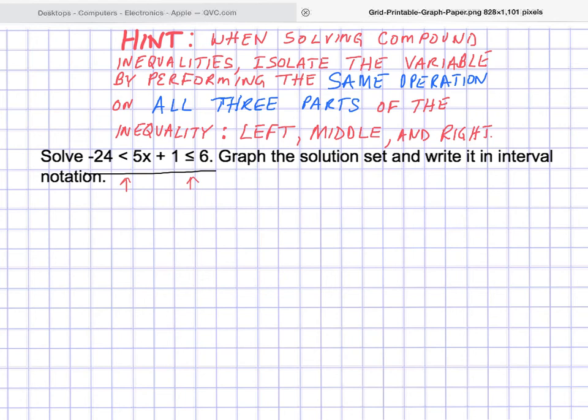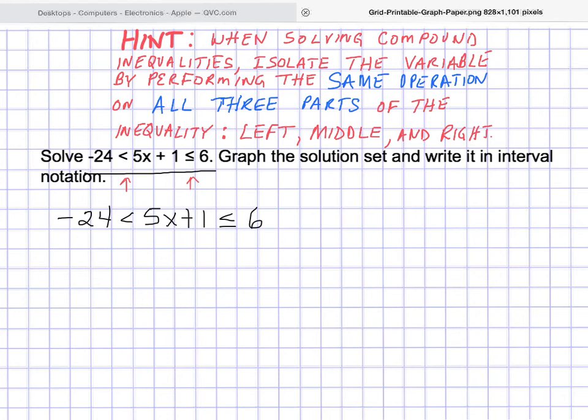So when you solve a compound inequality like this, you have to perform the same operation on all three parts. So in other words, you still want to get the x by itself, but whatever you do to that middle part with the x in it, you have to do it to all three parts. So let's look at it and see what we would do.